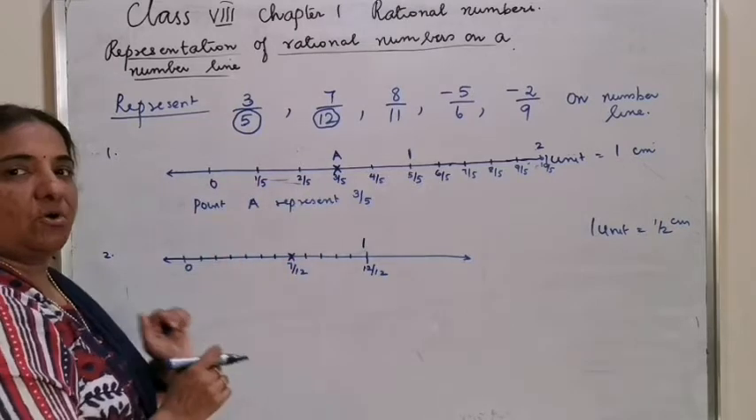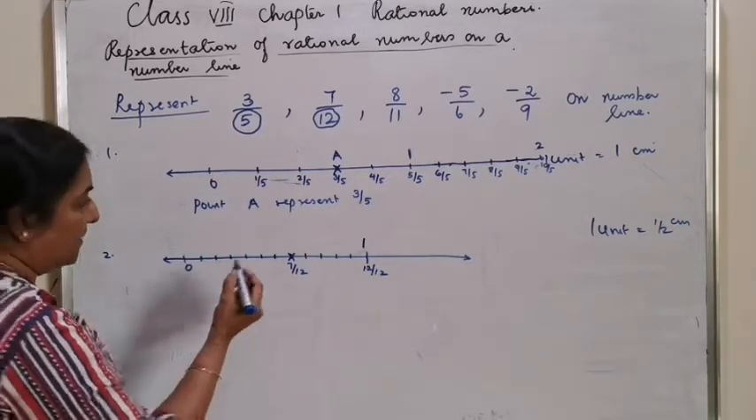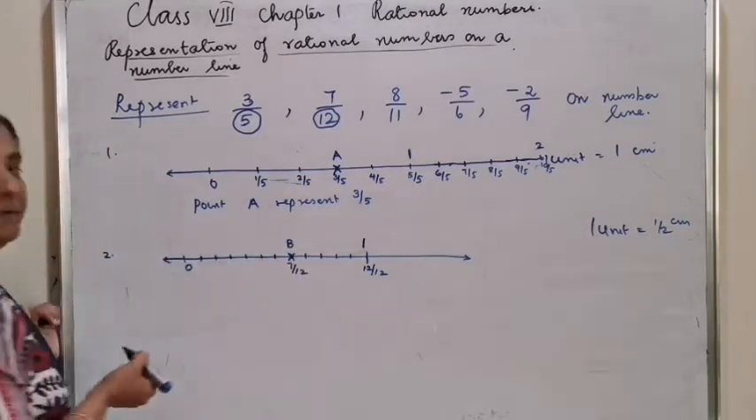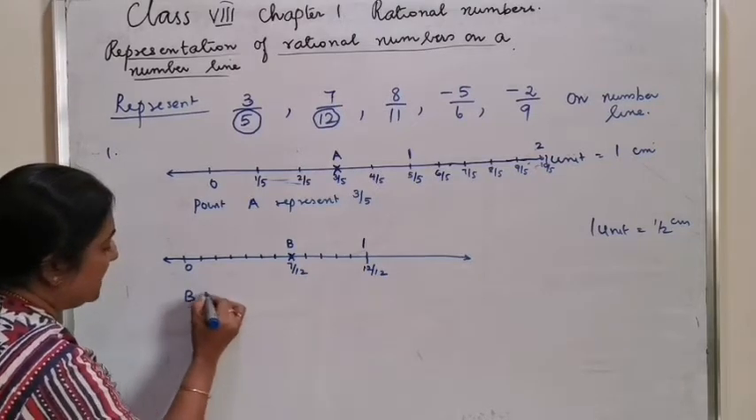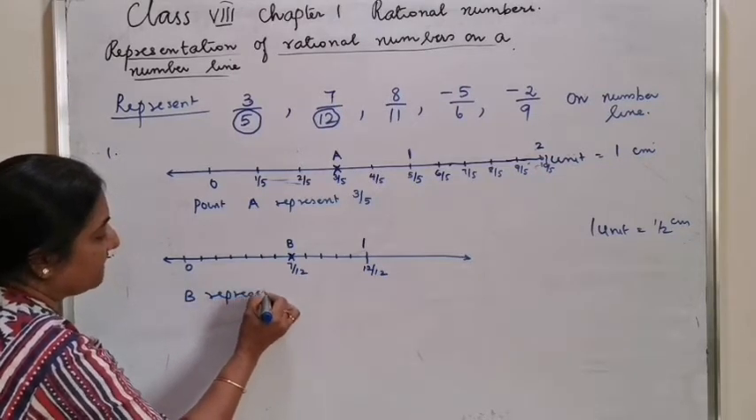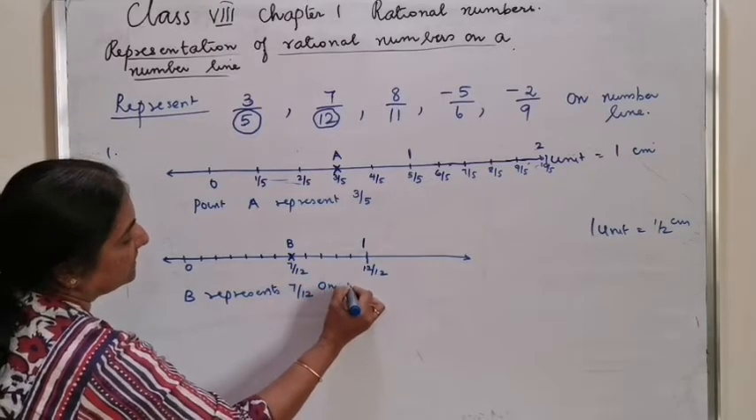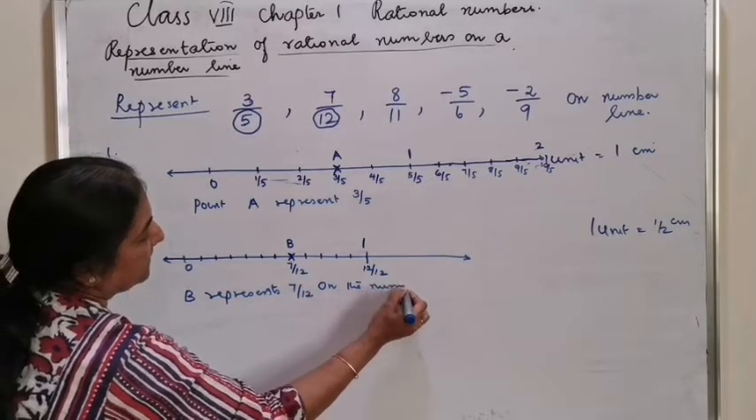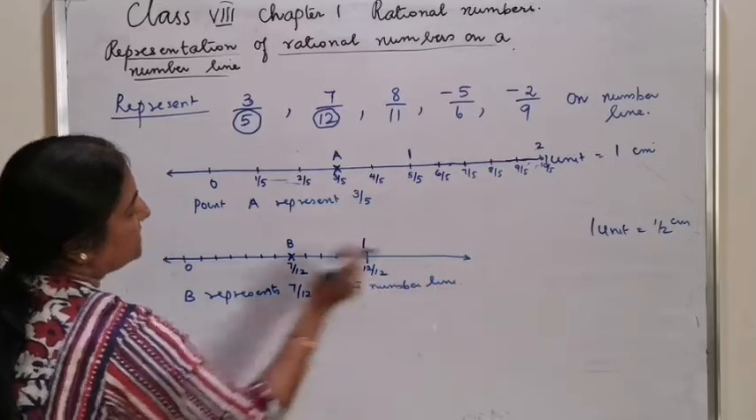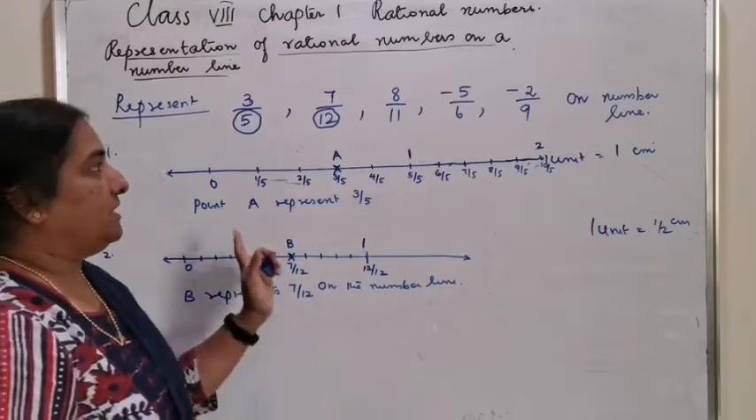Even if you write all the numbers, there is no harm. But you give a letter there. B represents 7 by 12 on the line. This naming of the point is very, very, very important.